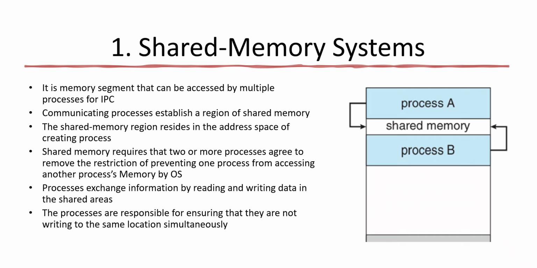But remember, both processes must coordinate their access. If process A is modifying some data, process B should not simultaneously modify the same data. Otherwise, we may get incorrect results. This brings us to an important cooperating process problem called the producer-consumer problem.